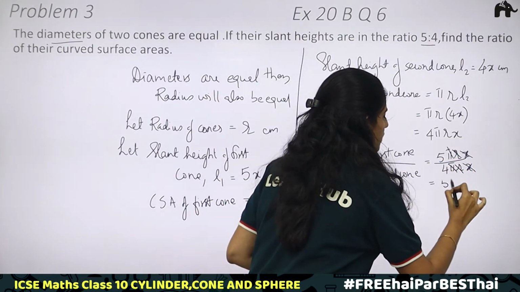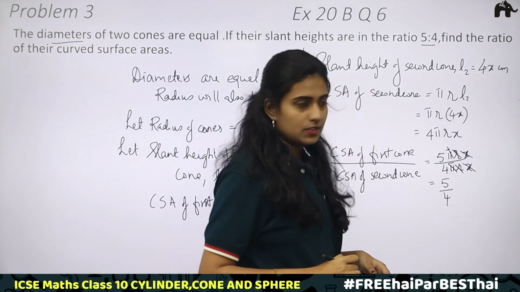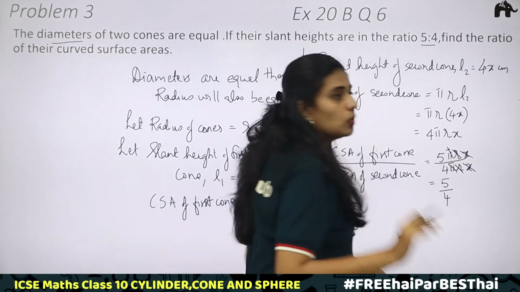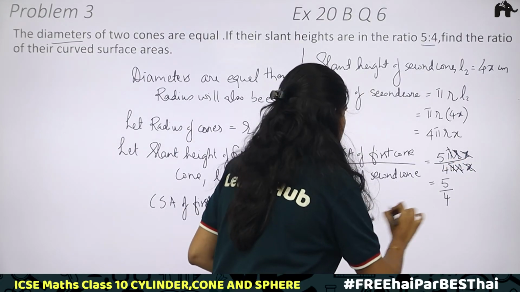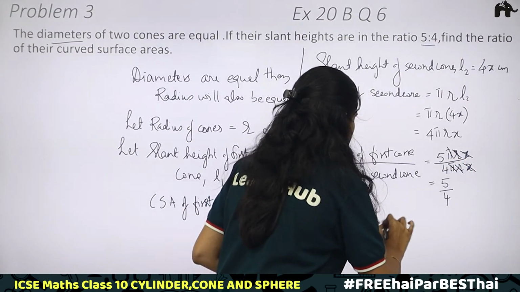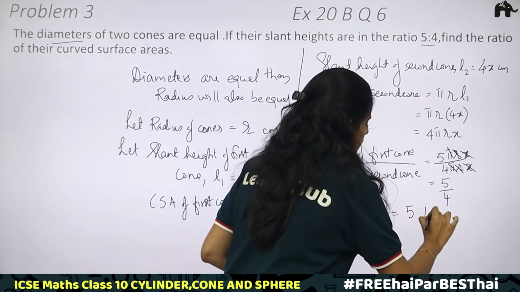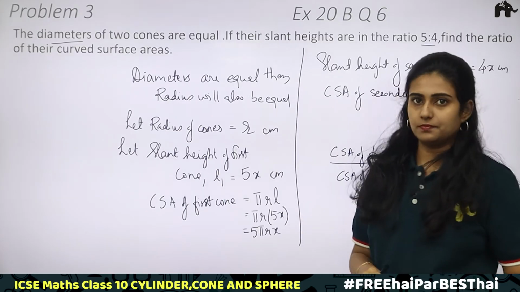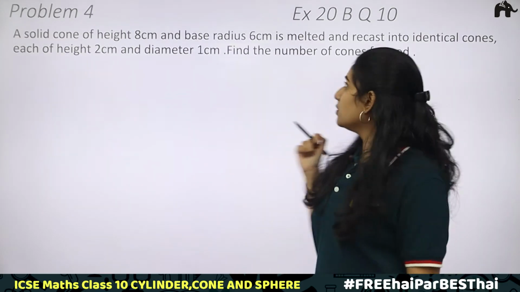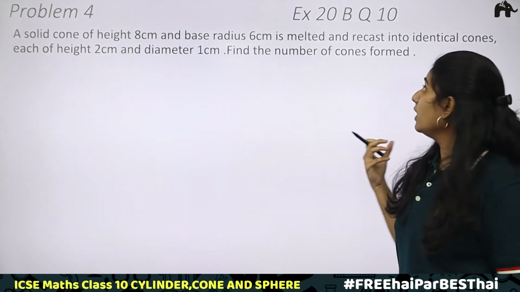We have 5 by 4. Radius we know, the radius of both the cones is the same, so it can be removed. Therefore, the required ratio is equal to 5:4, the same ratio that was there for the slant height. Clear? Problem number 4. Question 10 of exercise 20B.